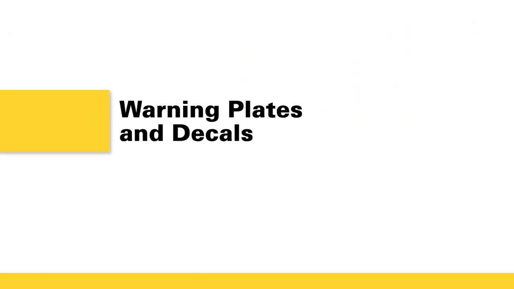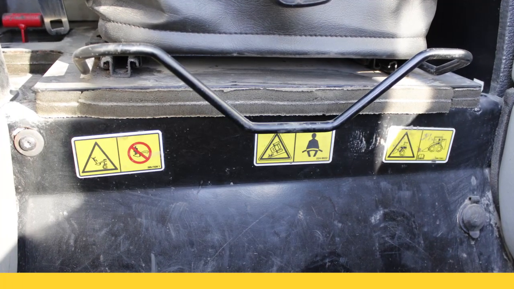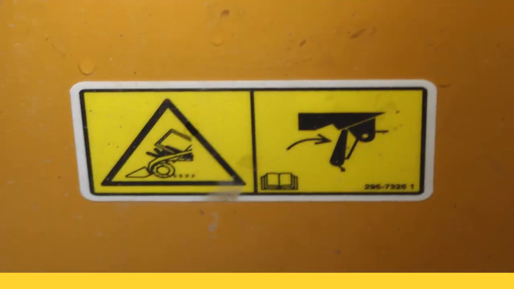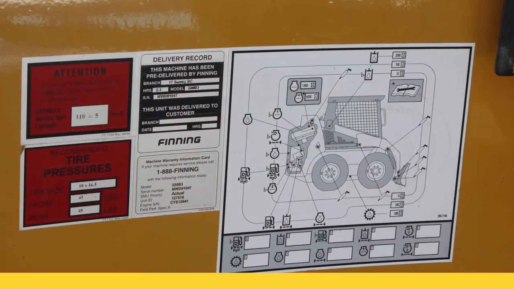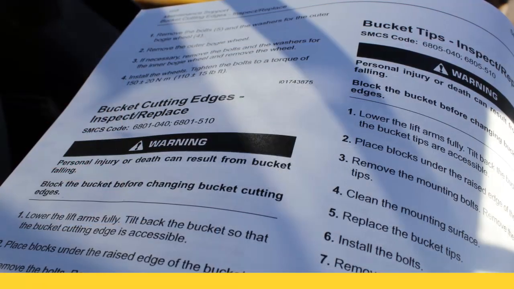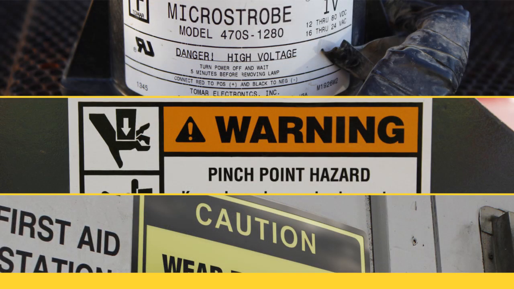Warning plates and decals. Most skid steer loaders will display similar warning plates and decals that contain information that could save your life. These warning decals may be located on the machine and in the operator's manual. There are 3 different warning levels you may see on your machine's decals.